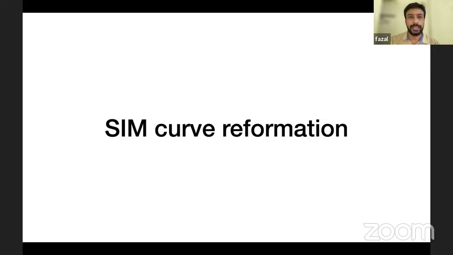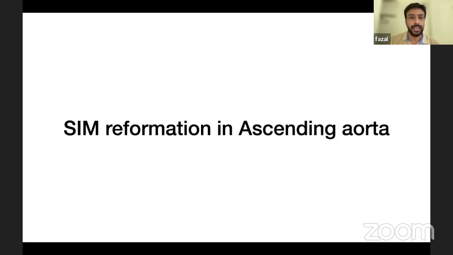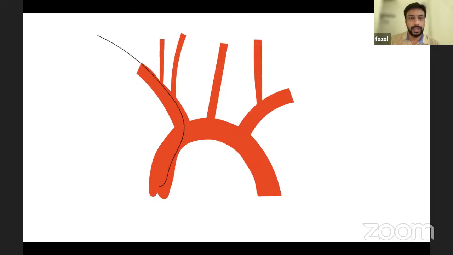The most important part of the radial angio with SIM glide, particularly SIM2, is first the SIM curve reformation. There are multiple methods with which you can form the SIM curve. Number 1, you can form the SIM reformation in the ascending aorta. When you introduce the wire, it hits the aortic root in the ascending aorta and then it takes a curve. So you can maneuver the SIM1 glide or SIM2 glide, and it forms a curve. Then you can take the wire out. Now the curve is formed.